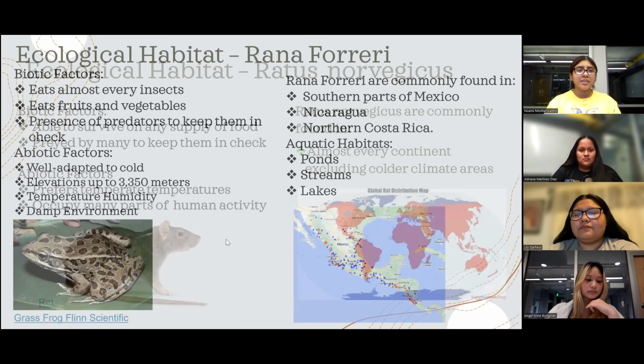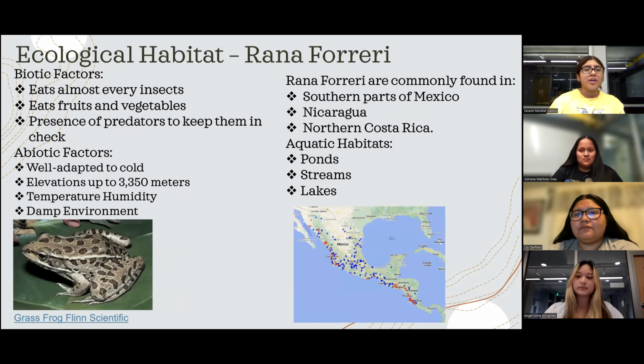So the next is the ecological habitat of Rana forreri. The biotic factors include them eating almost every insect, such as beetles, flies, and mosquitoes. They also eat fruits and vegetables, which may come as a shock, and the presence of predators helps to keep them in check and not to overflow their ecosystems.